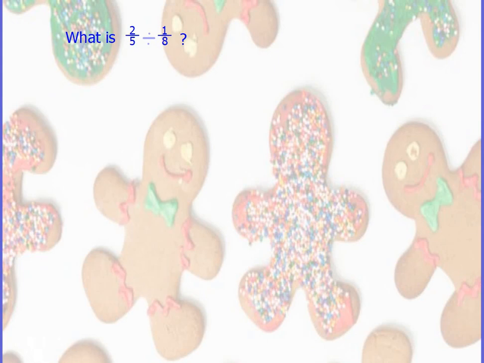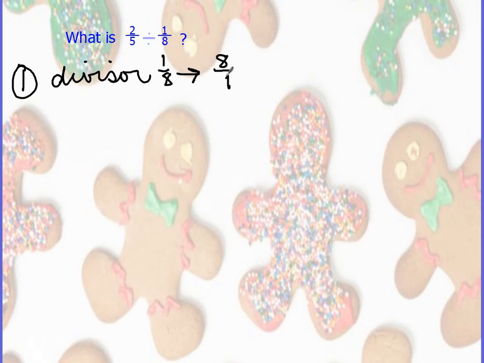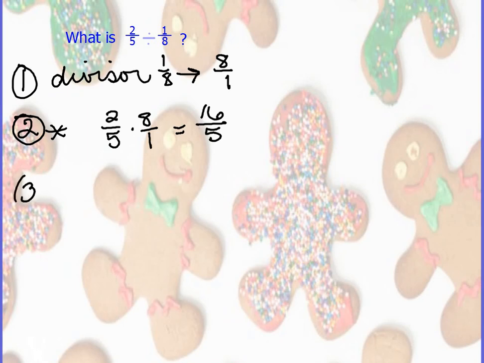All right, so let's go ahead and try another one. So here I have 2/5 divided by 1/8. Again, my first step is to find that reciprocal of the divisor. So the divisor is 1/8. So the reciprocal is 8/1. Don't just leave it as 8. My second step is to multiply. So I get 2/5 times 8/1. And when I do that, I get 16/5. And my third step is to convert and simplify.